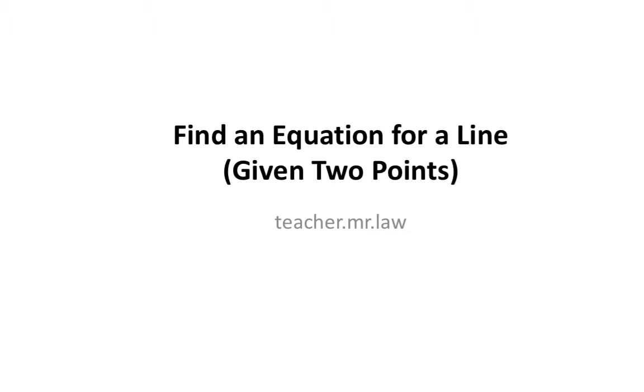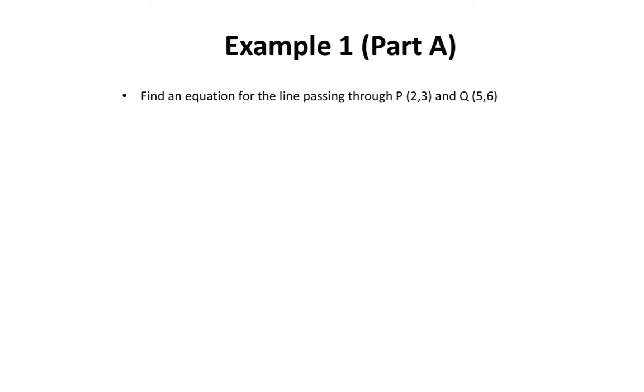In today's lesson, we'll be learning how to find an equation for a line given 2 points. In our first example, we want to find an equation for the line passing through P and Q. This equation should be in slope-intercept form, which means we're going to need to find the slope and intercept.